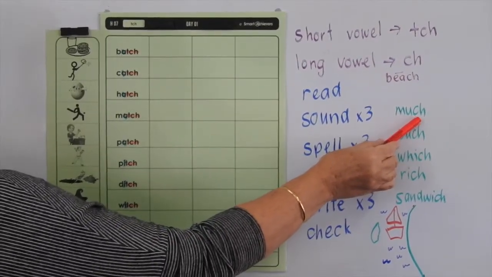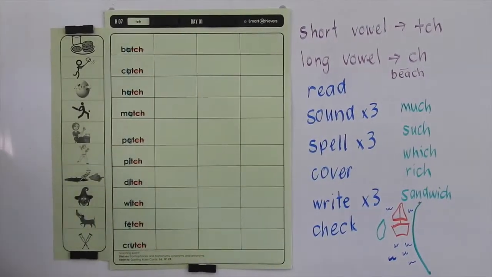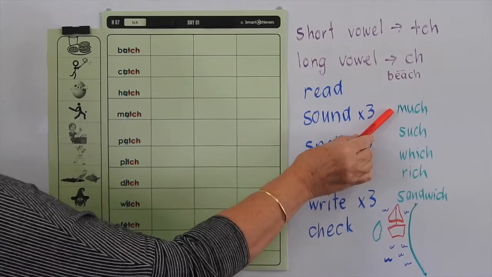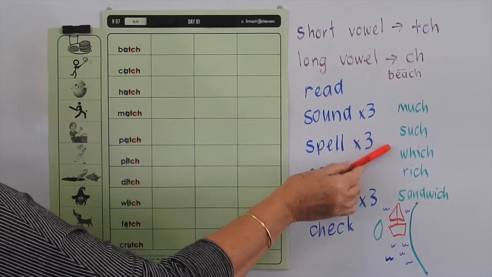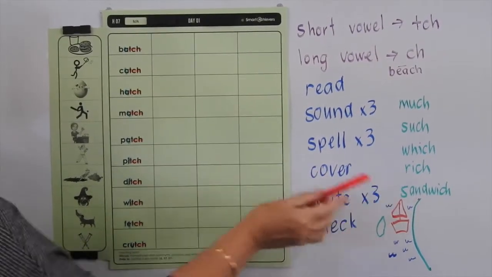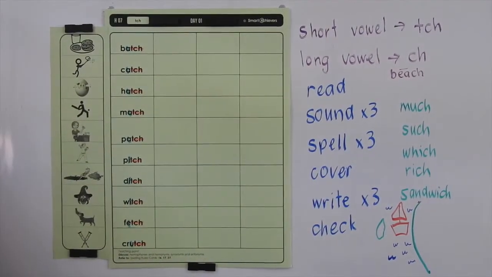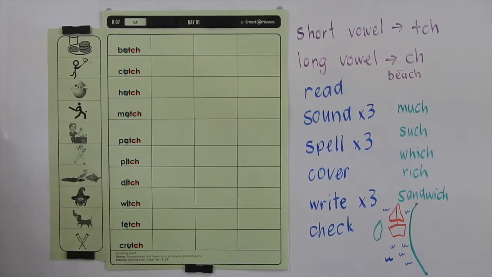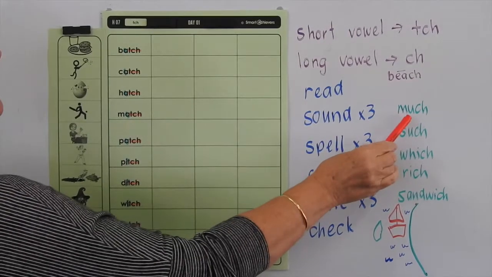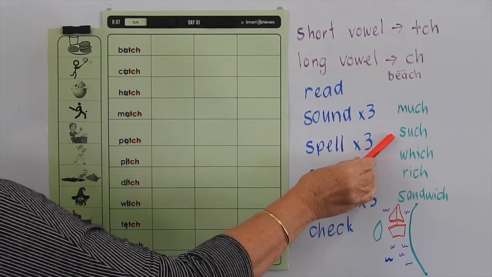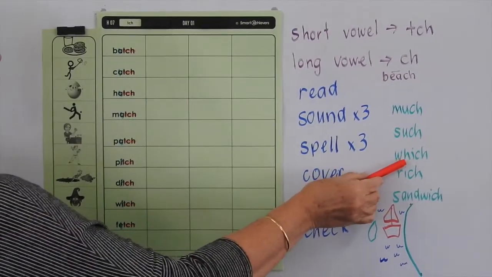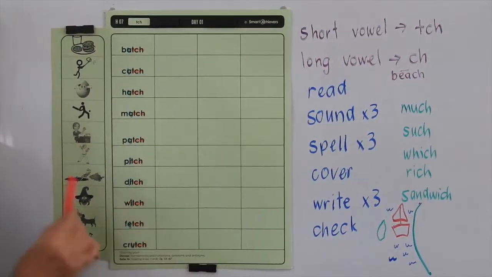So the English said when they see CH in a word, they change it to the ch sound. So they change the way they pronounce these words to much, such, which, rich, sandwich. Because that's the way they were already spelt in the Old German language, we still spell them that same way. We haven't changed it.